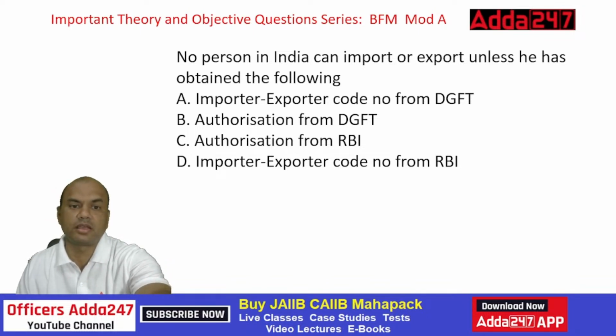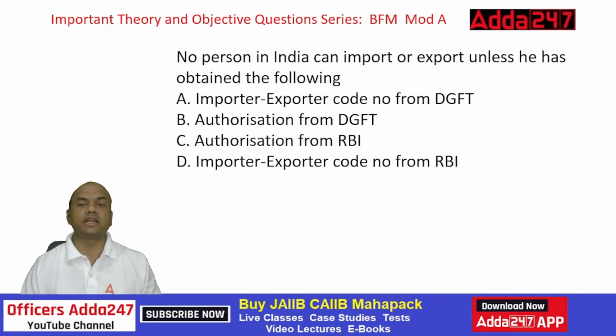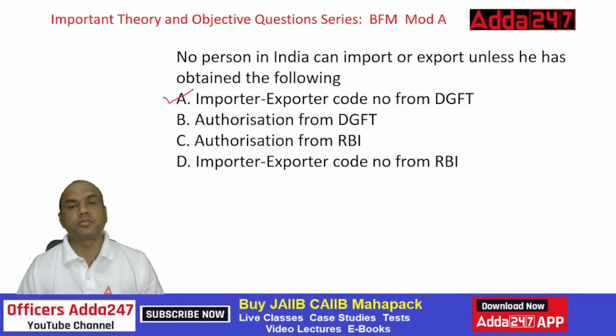Who gives the IEC code? Import export code is called the IEC code. So it is given by DGFT, correct? The code number is given by DGFT, and if you have to do any transaction related to import or export, you have to get this IEC code from DGFT. Very simple process, anyone can get it. You have to provide your KYC documents and that's it.